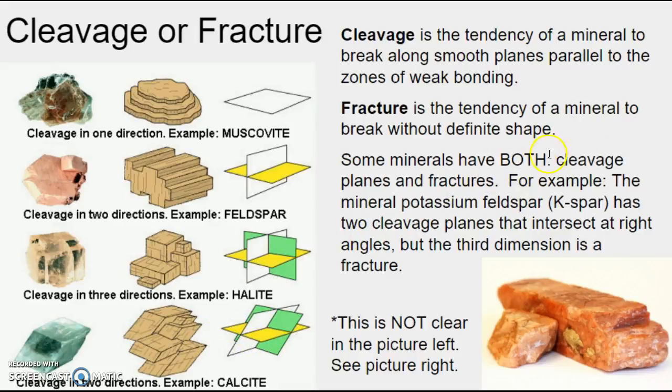So when I go back to showing you that some minerals can have both cleavage planes and fracture, for example, the mineral potassium feldspar, K-spar, right here, has two cleavage planes. You can see here's one and here's one, and these come together at 90-degree angles. But the third plane, the third dimension, is actually a fracture, and you can see it right here. The picture over here doesn't do a very good job. This is not clear in the picture to the left of feldspar. Therefore, this picture helps illustrate that a little bit more specifically.